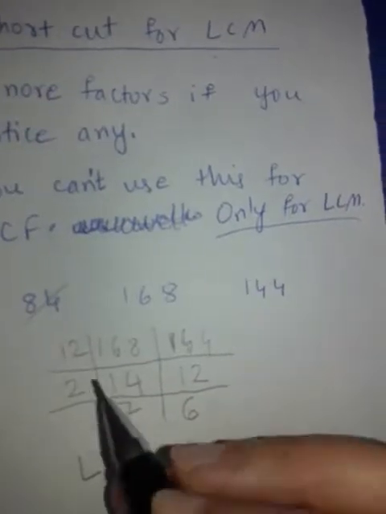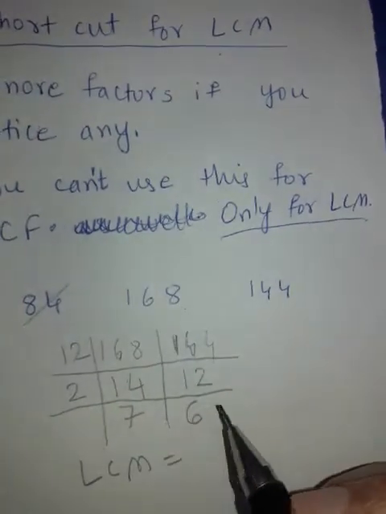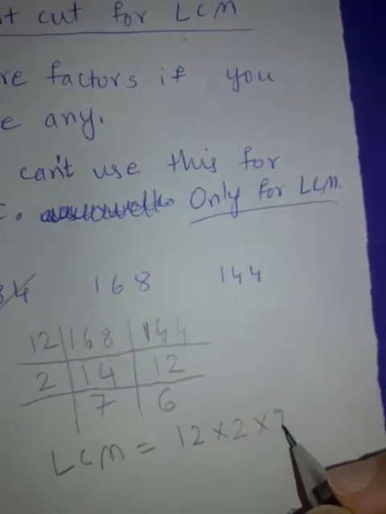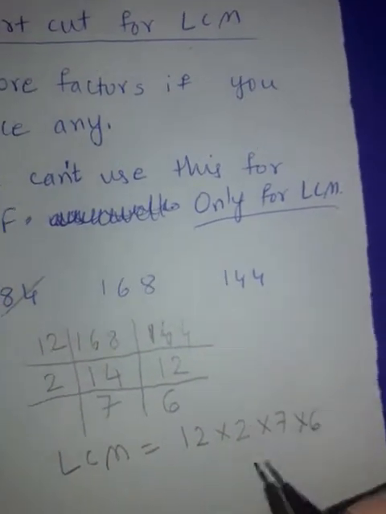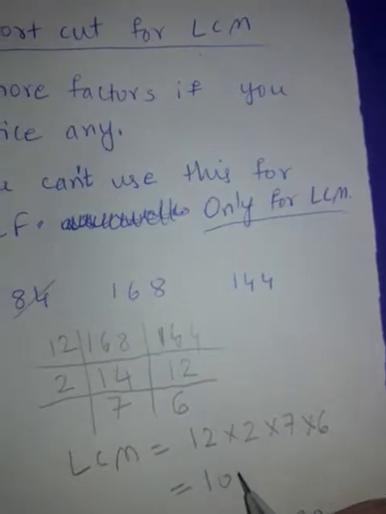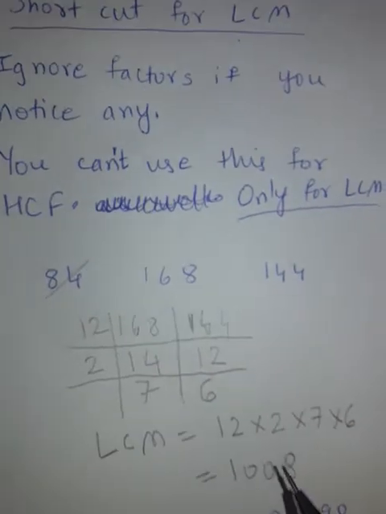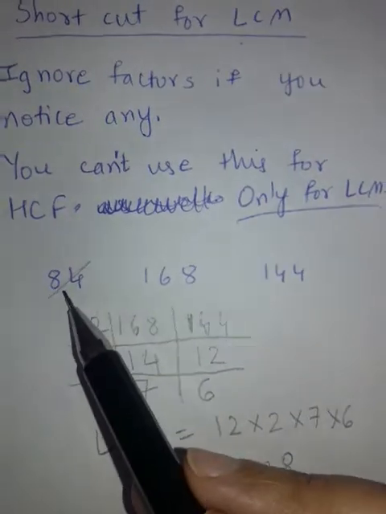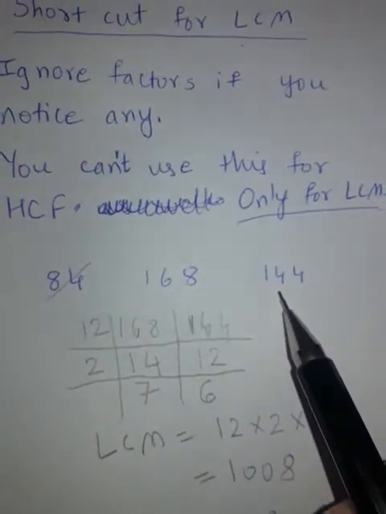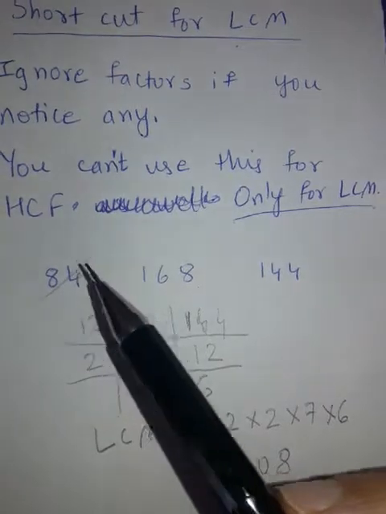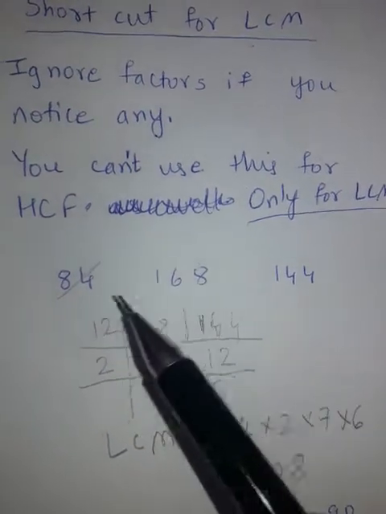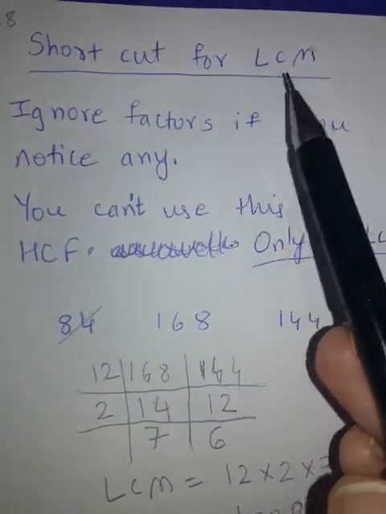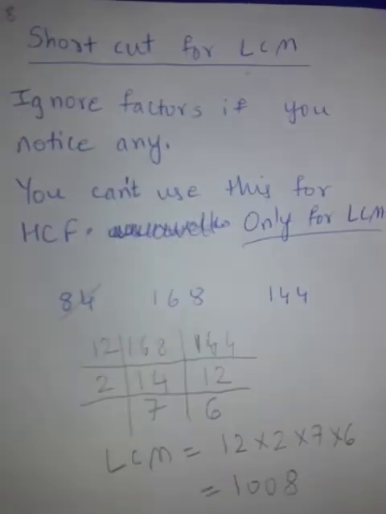For LCM it is vertical multiplied by horizontal. So 12 into 2 into 7 into 6, which comes out to 1008. Remember, this 1008 is the LCM of all these three numbers. We have ignored 84, but still this is the LCM of all three numbers. This is the shortcut for LCM, ignore the factors.